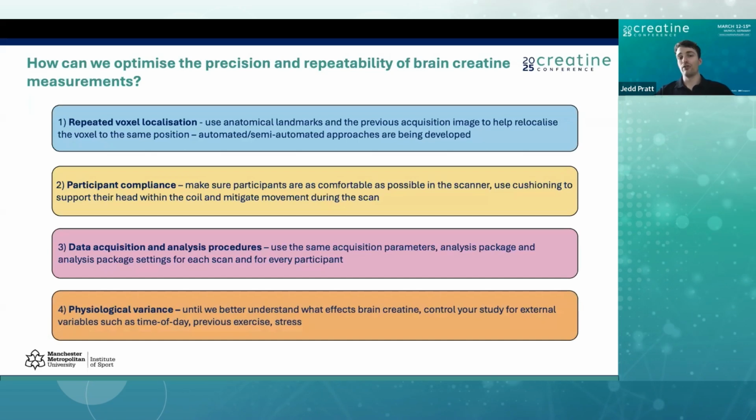And then in terms of this physiological variance error source, what we can do at the minute is try to design our studies in a way in which we're controlling as best as possible for the things that may affect creatine, such as time of day or diurnal variation, previous exercise, or stress. If we can't necessarily control for some of these, and stress is obviously a very difficult one to control for, we need to record these characteristics within our participant population throughout the studies.